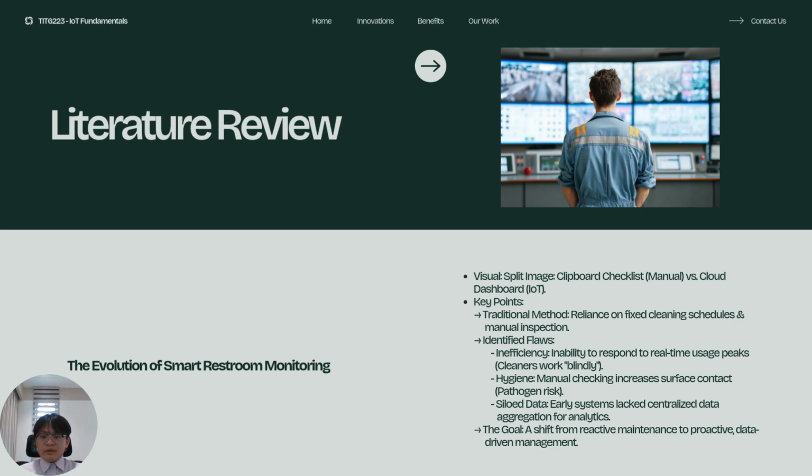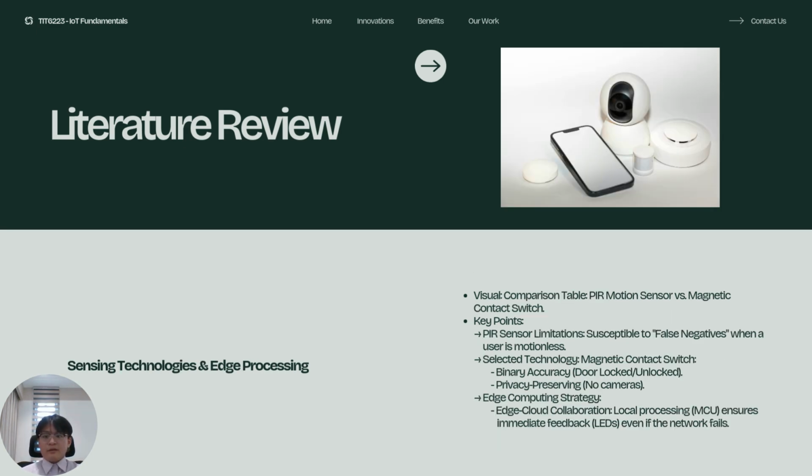Furthermore, in the post-pandemic era, manual checking poses a severe hygiene risk by forcing users to touch door handles. We also found that while some early IoT solutions exist, they were often implemented in what researchers call a silo fashion, meaning that they lack the centralized data aggregation needed for facility-wide analytics. This identifies a clear need for a system that connects individual stall monitoring to a central cloud dashboard. So next, we will evaluate the hardware.